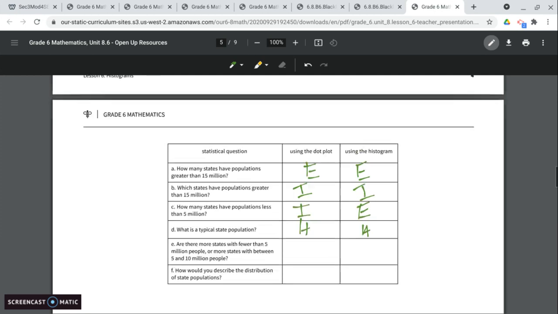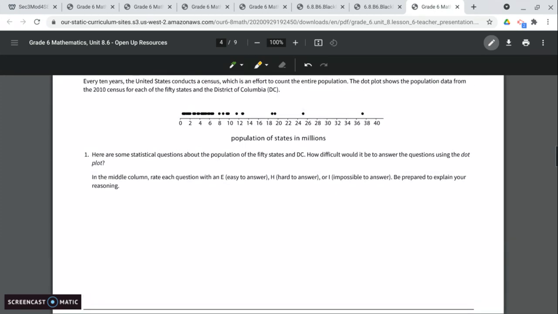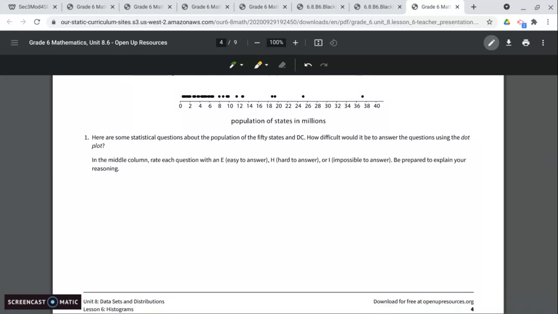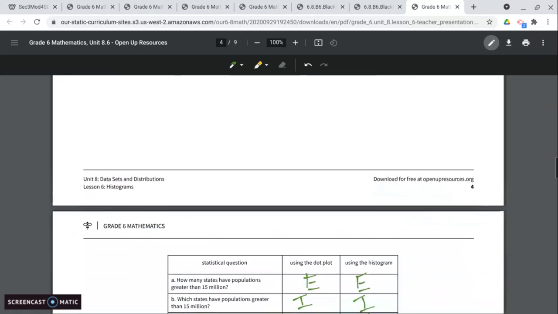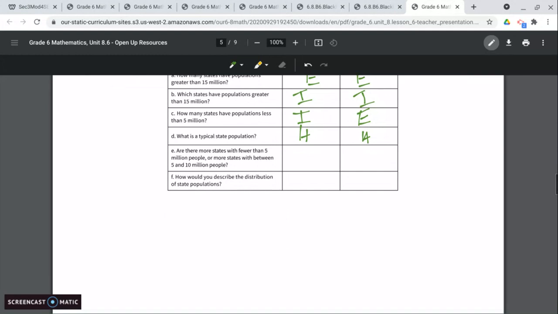We can't see how many points we have, so it's pretty hard to tell how many are in each area. Are there more states with fewer than 5 million people or more states with between 5 and 10 million people? So we could figure it out, but it'd be pretty hard.